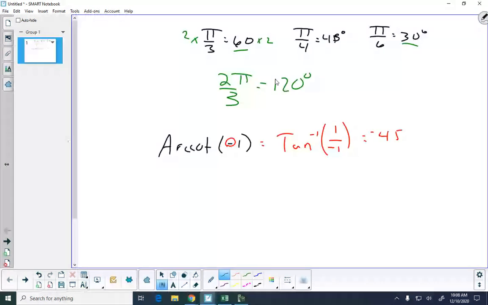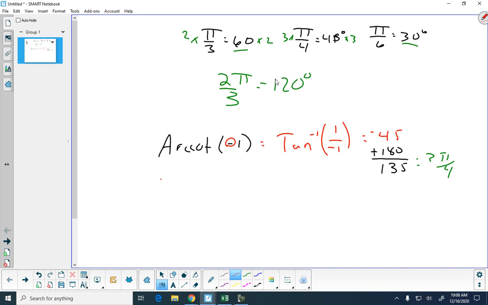But the problem we run into is the arc cotangent has to be between 0 and 180 degrees. So we need to add 180 to this to get us 135. And I can multiply this by 3 and this by 3 to give us 3 pi over 4.